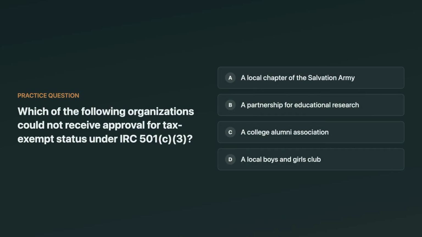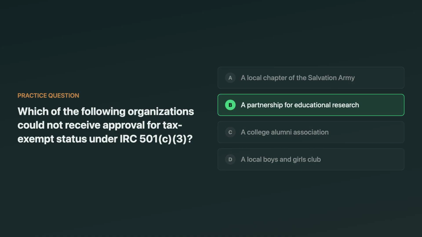Which of the following organizations could not receive approval for tax-exempt status under IRC 501(c)(3)? A local chapter of the Salvation Army, a partnership for educational research, a college alumni association, or a local Boys and Girls Club. Think about what legal forms are allowed for a 501(c)(3).